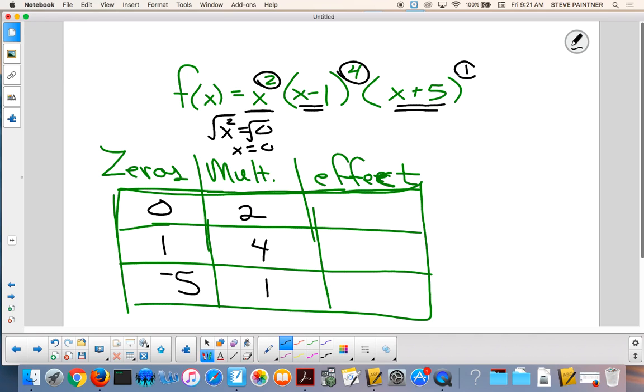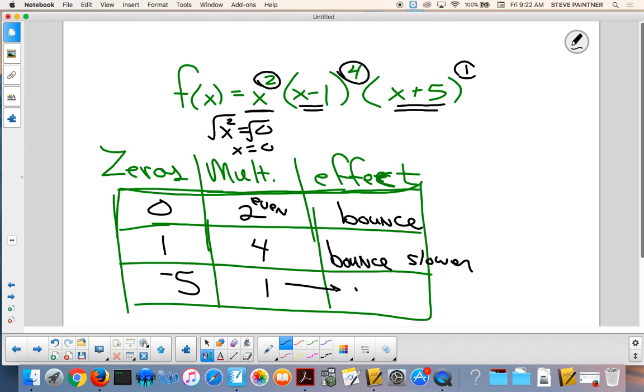Now the effect on the graph. When we do graph them, what are we going to do when we hit this 0? Guys, it's even. That means you're going to bounce on the x-axis. You're going to go down, up. This one, bounce. And are you going to bounce the same as this one? No, a little slower. Bounce slower than this one. Okay, and then 1.